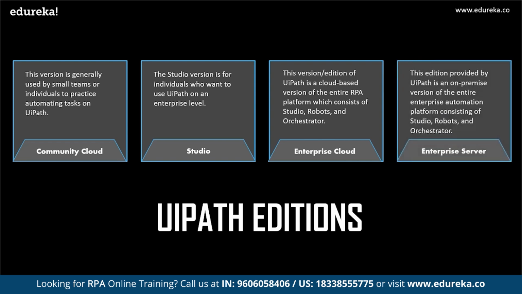After that, coming to the Enterprise Cloud version, this version of UiPath is a cloud-based version of the entire RPA platform, which consists of the Studio, robots, and orchestrator. Finally, coming to the Enterprise Server, this edition provided by UiPath is an on-premise version of the entire enterprise automation platform, consisting again of the Studio, robot, and orchestrator. So guys, these were the various editions offered by UiPath. Let's just look into the various features offered by each of these versions.